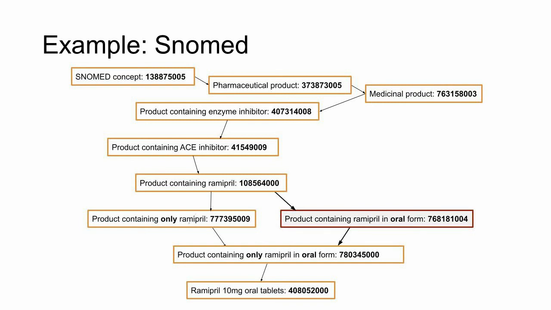And a product containing ramipril in oral form is also a product in oral form, which in turn is a medicinal product. So here we see the code hierarchy has been separated from the codes themselves, which now allows for unlimited levels of hierarchy and also for multiple inheritance. As you can see from this, it is perhaps harder for a human to make sense of these codes and to understand them, however it is far easier for a machine.